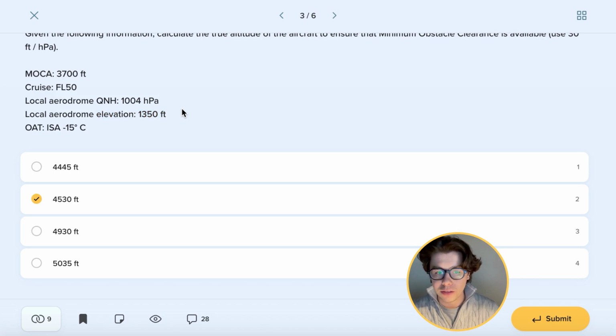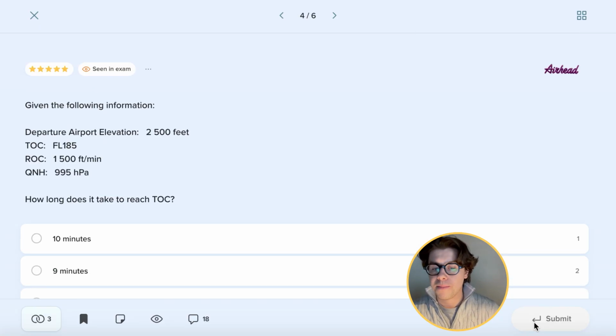So remember, the trickiest part of these questions is always remembering to subtract your aerodrome elevation before doing the temperature correction calculation, and remembering that when ICAO deviation is negative, in this case minus 15 degrees, it will always be decreased. When positive, it will be increased.